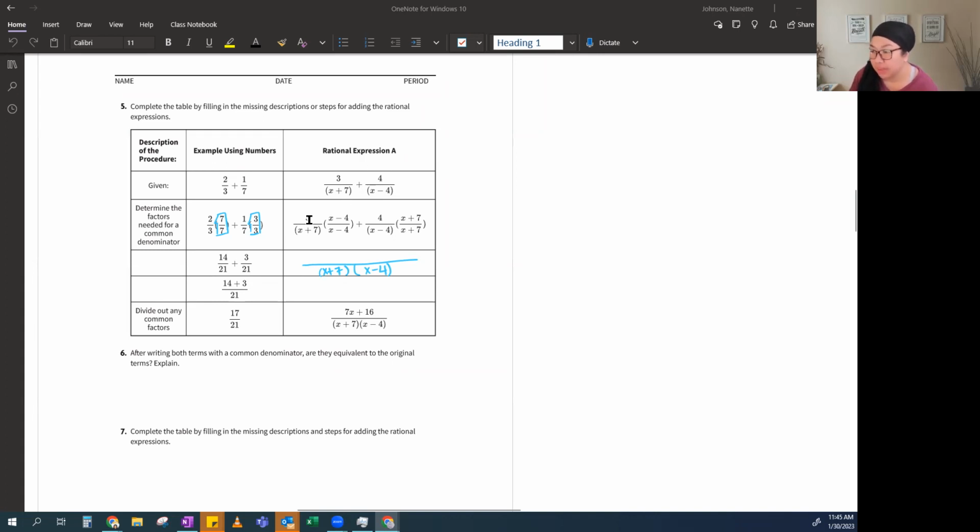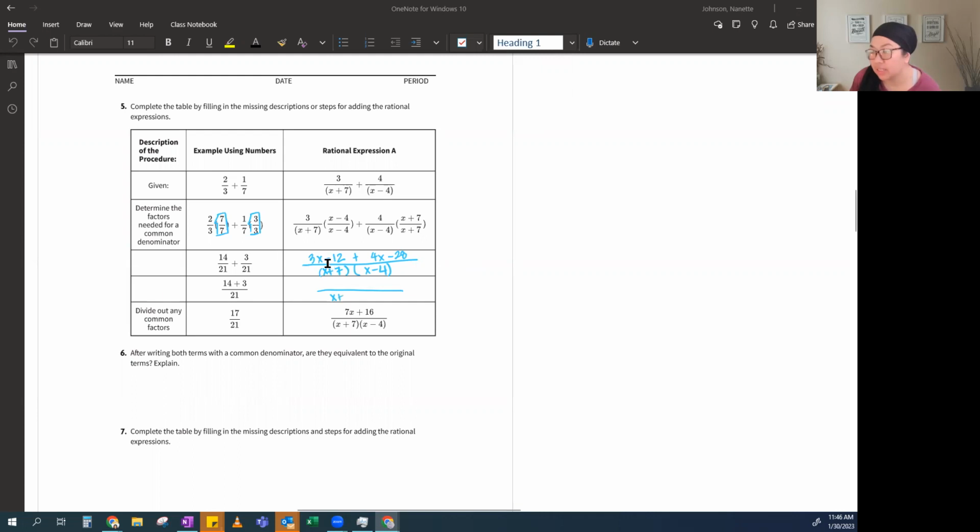So then I'm going to multiply out. I'm going to multiply 3 times X minus 4. So that's 3X minus 12. I'm using the distributive property. This makes sense, right? And then I'm going to do the same thing here. So that's going to be plus 4X minus 28. Okay, and then I'm going to keep my denominator, X plus 7, X minus 4.